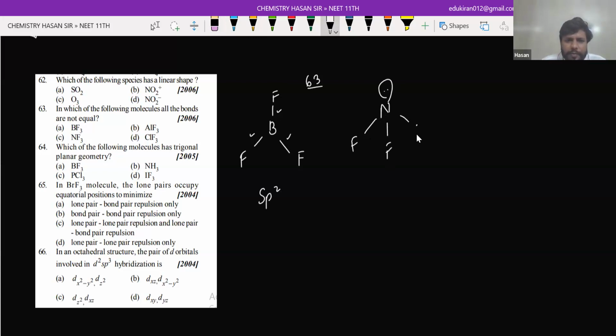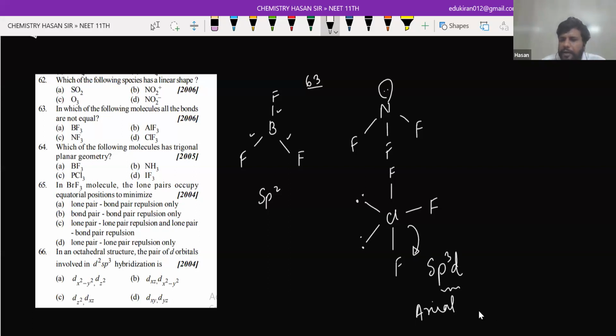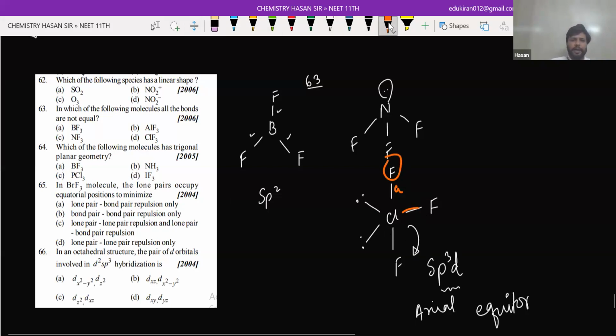But when we talk about ClF3, if you look at the hybridization carefully, there are two lone pairs. So the hybridization is sp3d, in which we have two types of bond. One is axial and another is equatorial. This is your axial and this is your equatorial. So axial is longer than equatorial. That's why it will not have equal bonds. sp3d is very specific.